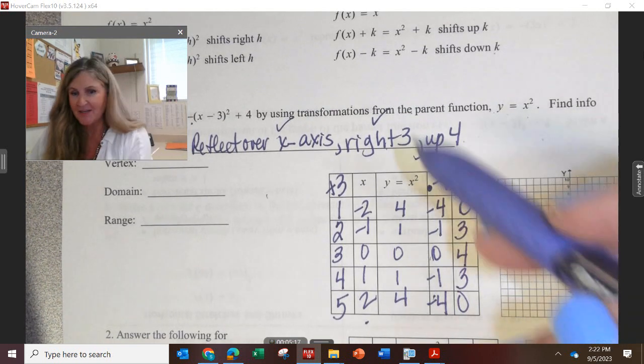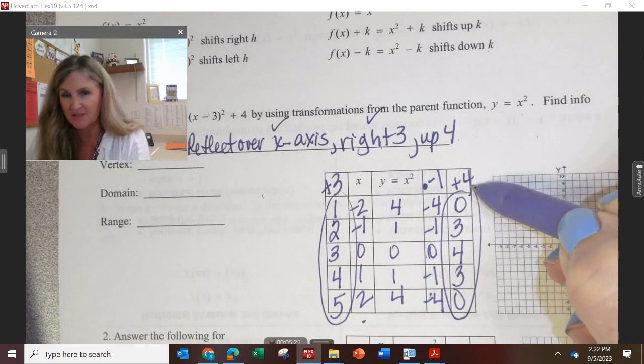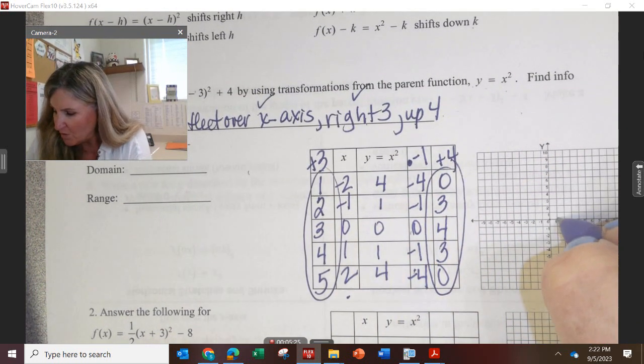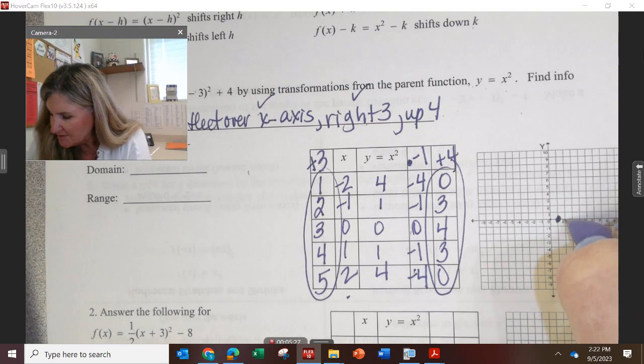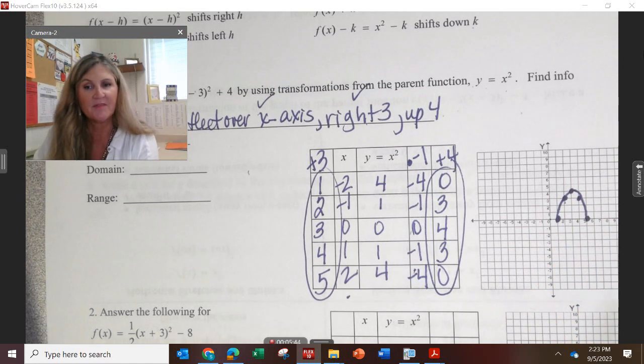Now, the ones that we actually graph are going to be these values and these values. These are our new points, okay? So I'm going to have 1, 0, 2, 3, 3, 4, etc. And these are going to be the points we have.